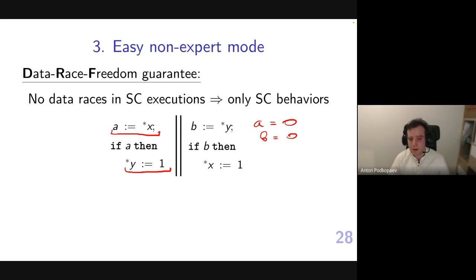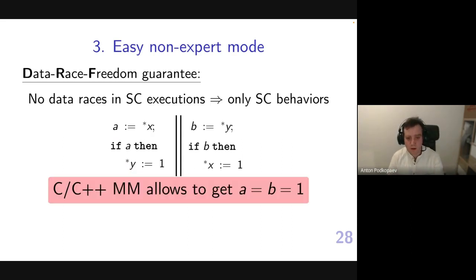Since there is no situation where you could execute either this instruction or, let's say, this one, because you never get to a configuration where you could execute them simultaneously. However, if you take a look at the specification of the C++ memory model, you will realize that you could get A equals B equals 1 in this example.